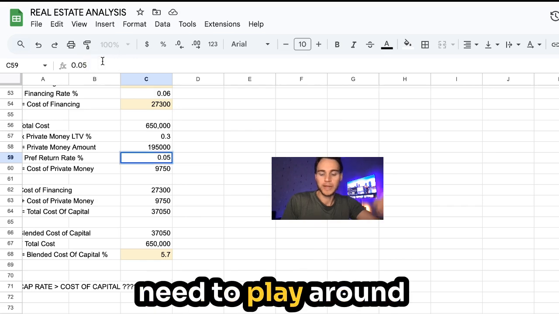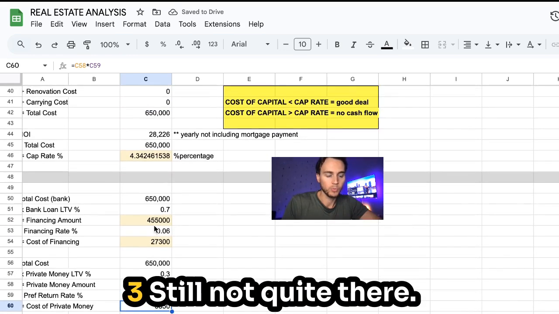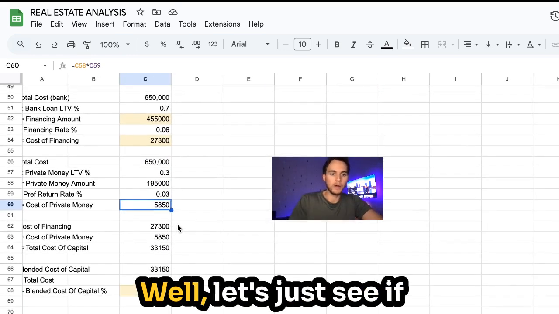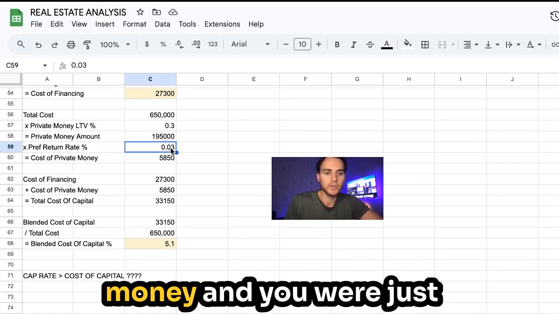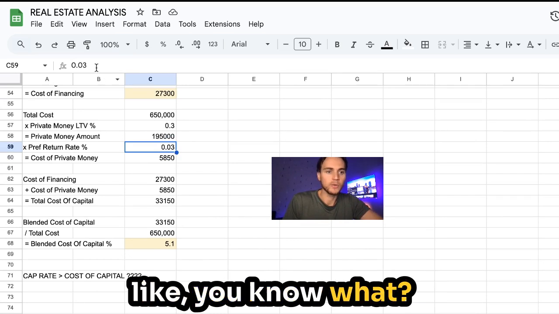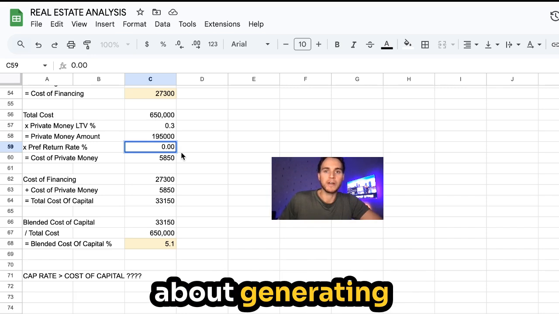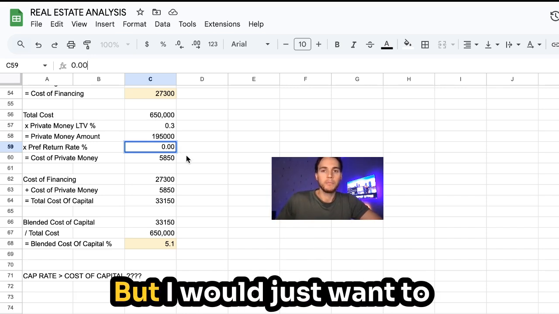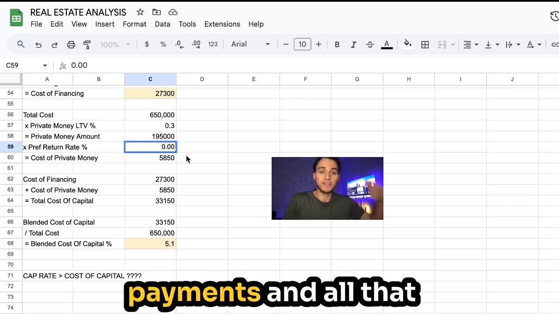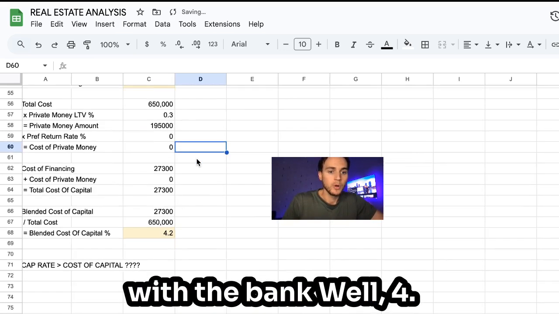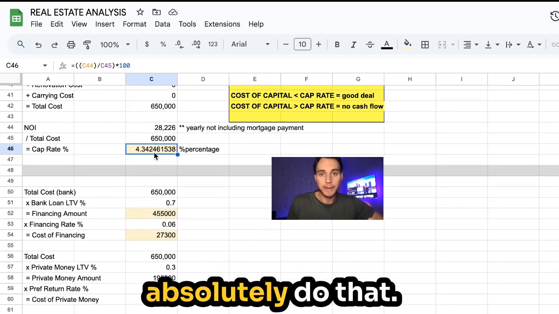So you would just need to play around with it a little bit. So could you give yourself a 3% return? That gives 5 and 4.3. Still not quite there. Well, let's just see if you didn't worry about paying yourself an extra premium on your money and you were just like, you know what, this is just my money down. I'm just going to put it in the property. I'm not worried about generating cash on cash return, but I would just want to make sure this property, now that I put this money down, can support the payments and all of that with the bank. Well, 4.2 is less than 4.3. Well, you can absolutely do that.